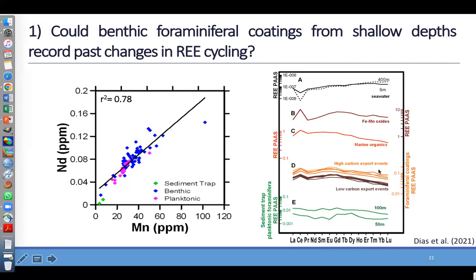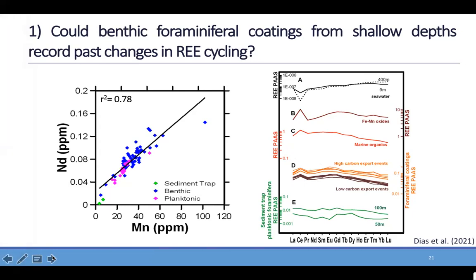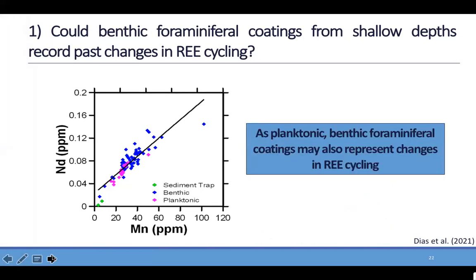And then when we compare those shapes with those from iron-manganese oxides and marine organics, we see that there are some similarities, but it seems that foraminiferal coatings are expressing more the profile shown here by marine organics. So it again gives the idea that foraminiferal coatings could trace the scavenging by organics from seawater. Then, as in our first question, yes, like planktonics, the benthic foraminifera coatings can also represent the rare earth element cycling.